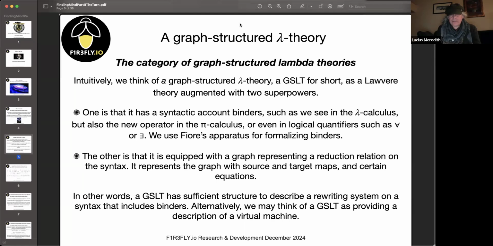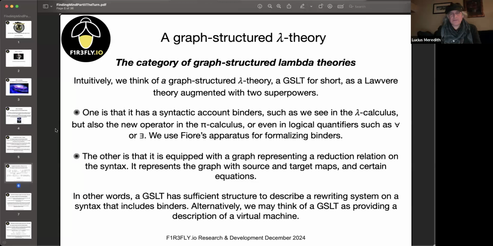So basically, this gives us the categorical or category theoretic apparatus to write down all rewriting systems that have binders. And if that's not landing for you, if you're more a programmer at heart, this gives us a way of providing a description of a virtual machine, but not just a particular virtual machine, but all of them. So the JVM, the CLR, all of the virtual machines you can think of, we can write this way.